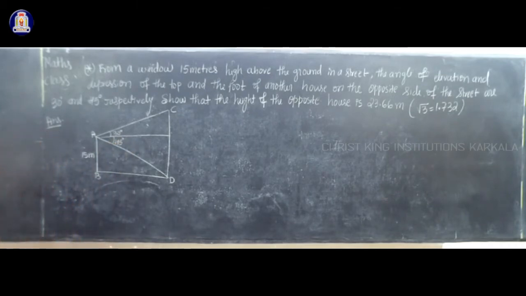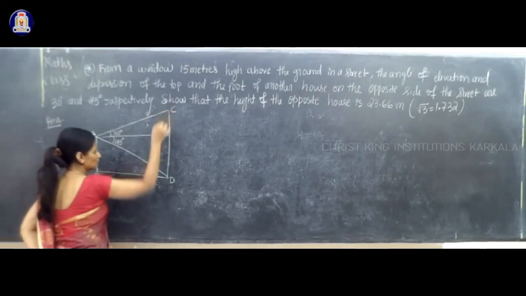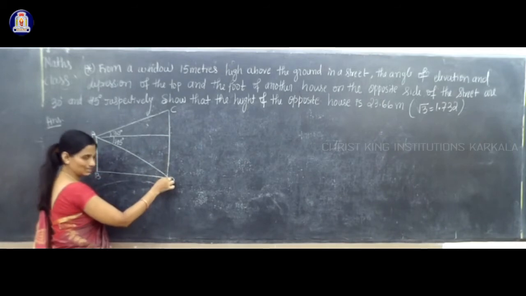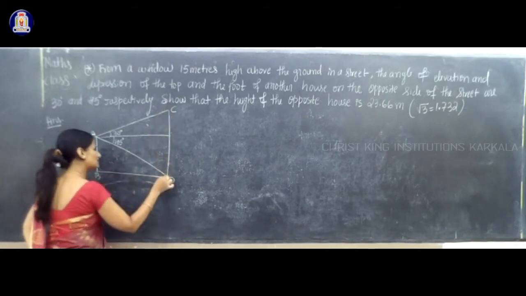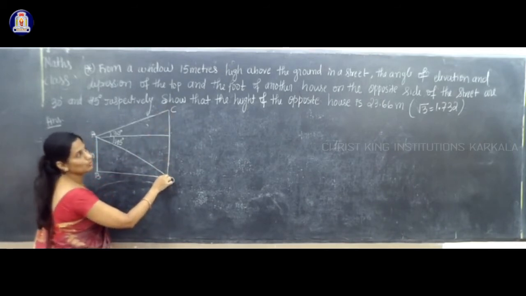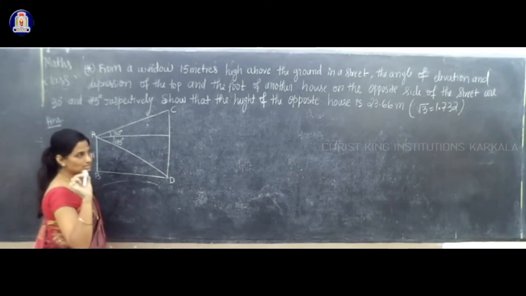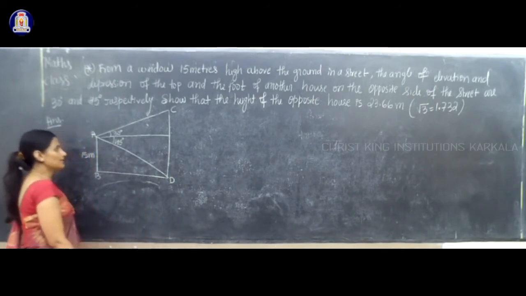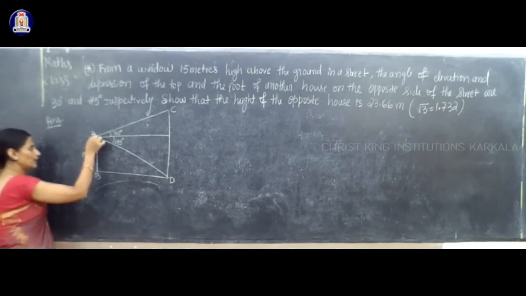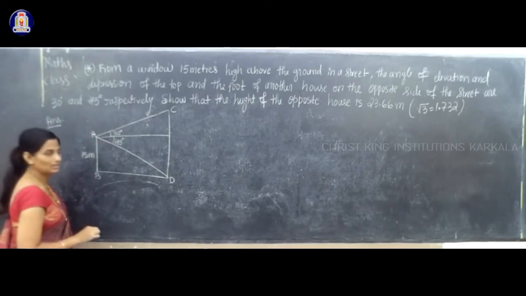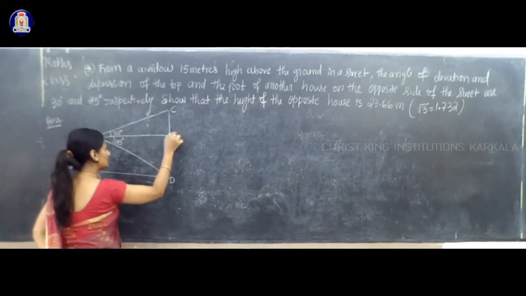Show that the height of the opposite house is 23.66 meter. So that means you have to find out what is your CD, and that CD you should get as equal to 23.66 meter. So now we write the complete figure. So if AB is 15 meter, so what is this ED?